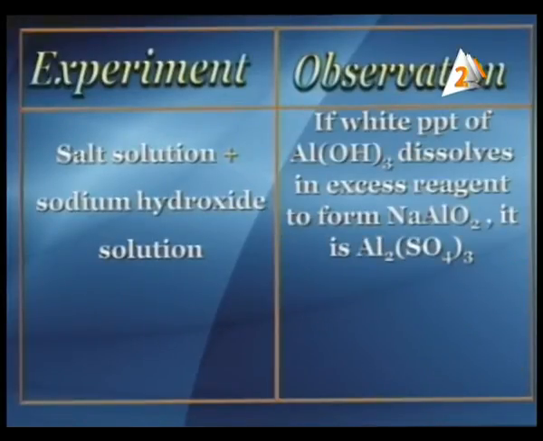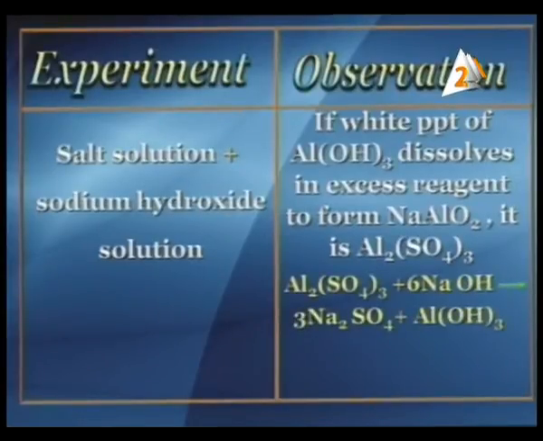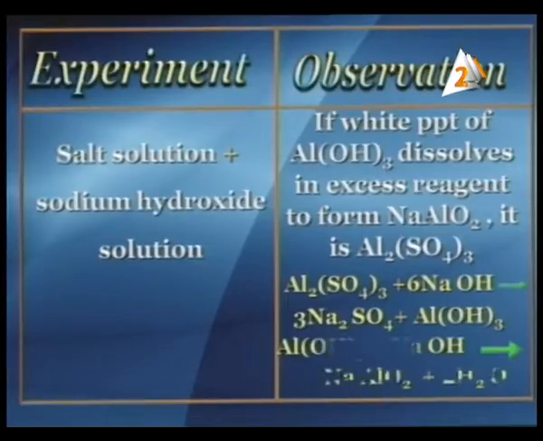While with aluminum, if white precipitate is formed of aluminum hydroxide that dissolved in excess of reagent, it forms sodium metaaluminate, so it is aluminum sulfate. As the equation proceeds on the screen, aluminum sulfate plus sodium hydroxide gives sodium sulfate and the aluminum hydroxide, which is white gelatinous precipitate, that reacts with excess of sodium hydroxide, giving soluble sodium metaaluminate, and water is produced.